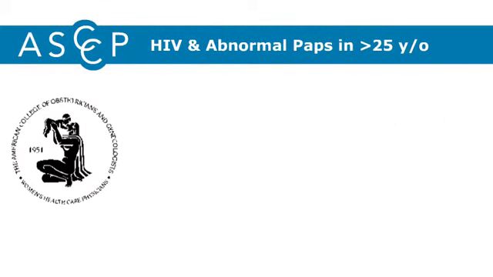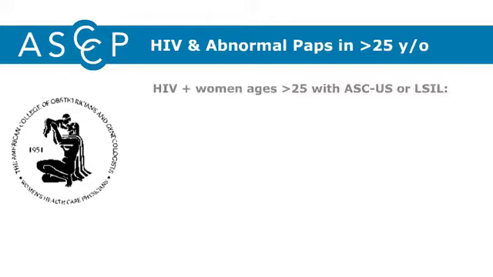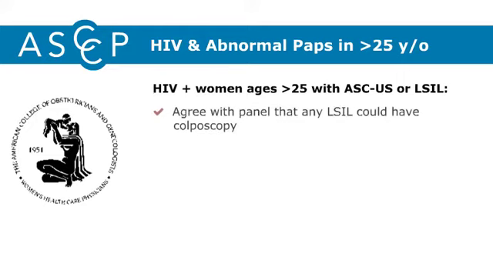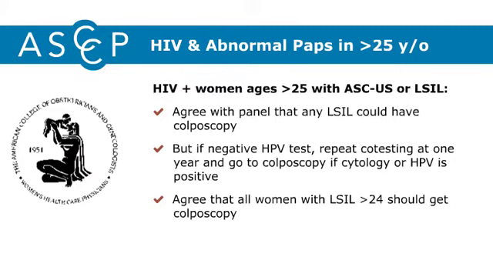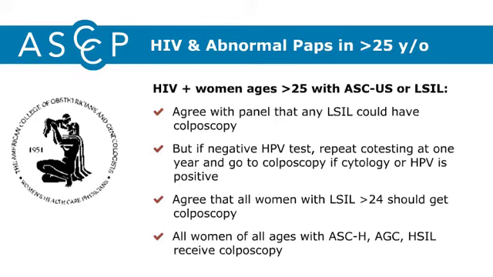Lastly, you know that ASCCP and ACOG agree with the panel in that LSIL diagnosis in women 25 years and older should receive colposcopy. However, if there is a negative HPV test, they prefer repeat co-testing at 1 year. ACOG specifically agrees with the panel in that any women with LSIL above 24, regardless of HPV result, should get colposcopy. ASCCP and ACOG agree with the panel that all women, regardless of age, with ASC-H, AGC, or HSIL, receive colposcopy.